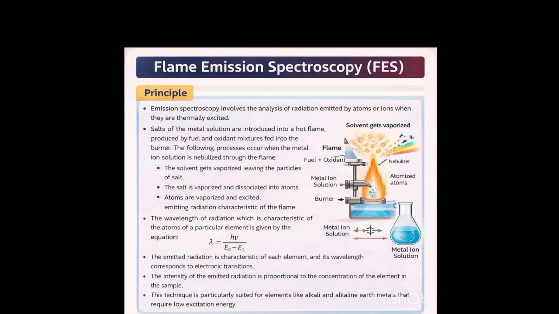The wavelength of radiation, which is characteristic of the atoms of a particular element, is given by the equation. The emitted radiation is characteristic of each element, and its wavelength corresponds to electronic transitions. The intensity of the emitted radiation is proportional to the concentration of the element in the sample.